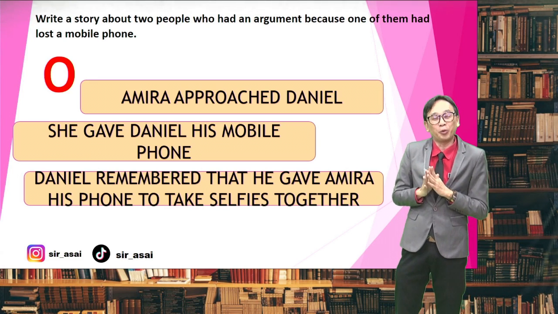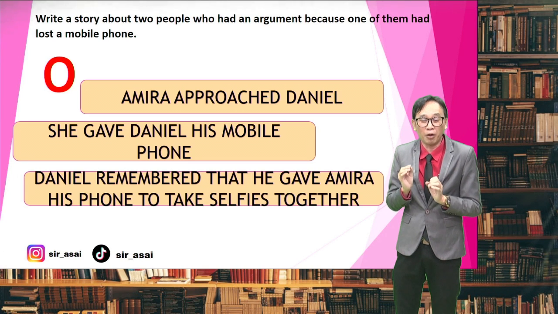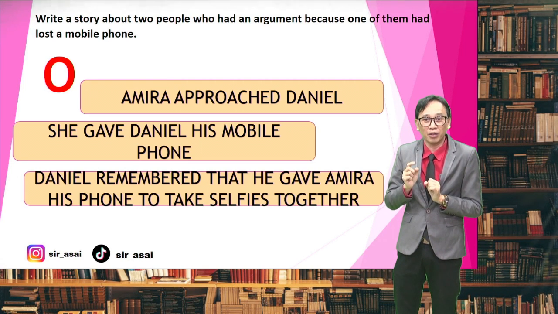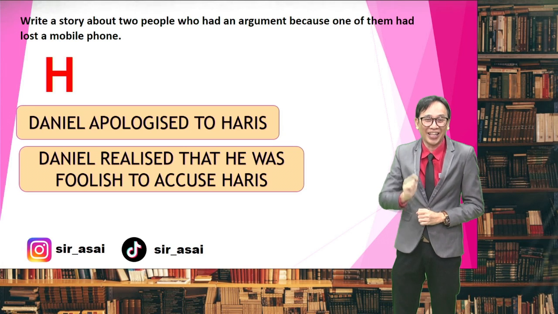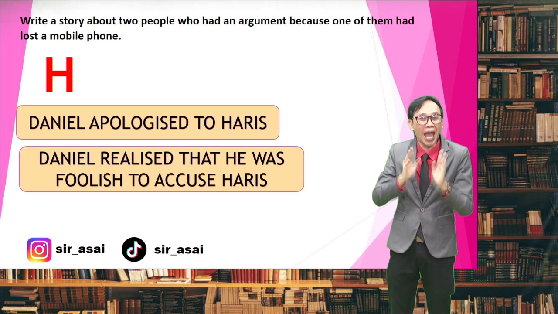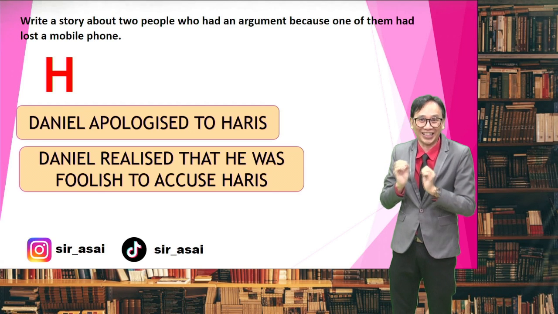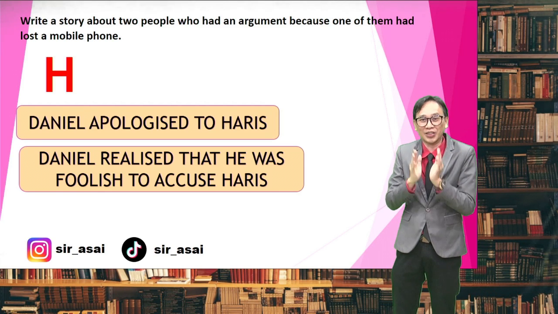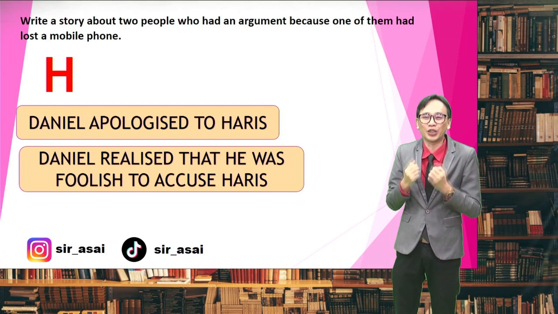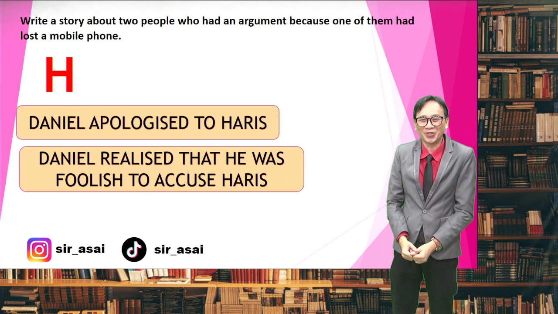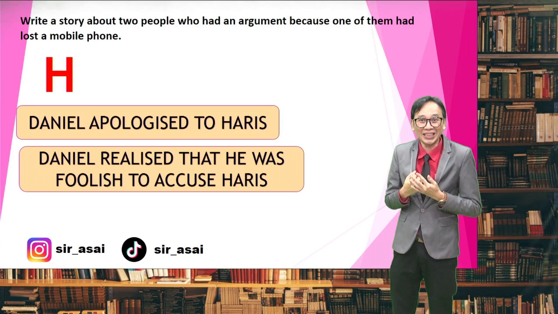So we go to the last part of our method here, K. Is it K? No, it's H. Hujung cerita. So for the end of the story, what happened to the characters? Daniel apologized to Harris, and then Daniel realized that he was foolish to accuse Harris. So they make up and become best friends again. So sweet. So now, do you understand how to use the kekoh method?